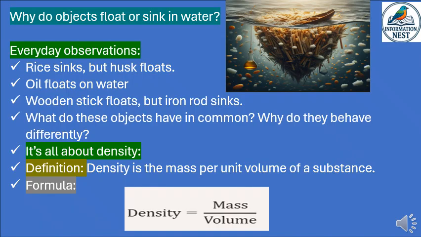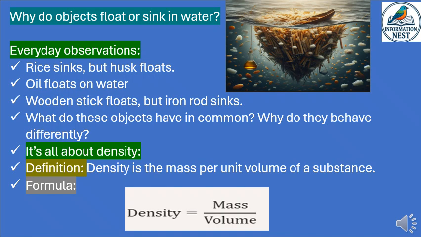It's all about density. Definition for density is: density is the mass per unit volume of a substance. In simple words, it tells us how tightly packed the matter is inside something. Formula for density is equal to mass divided by volume. Here is the rule of thumb. If an object's density is less than water, it floats. If its density is more than water, it sinks.